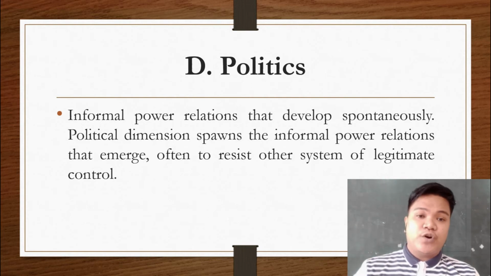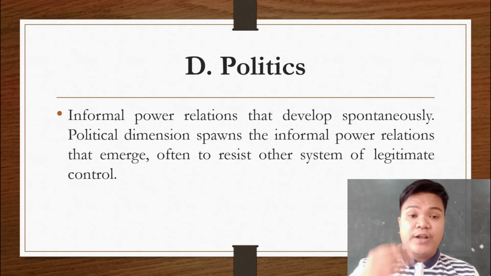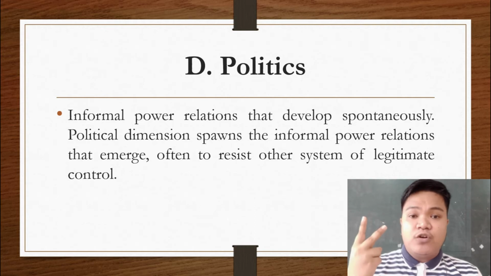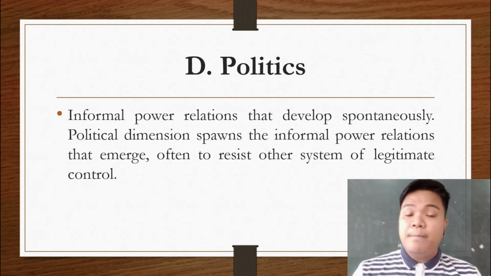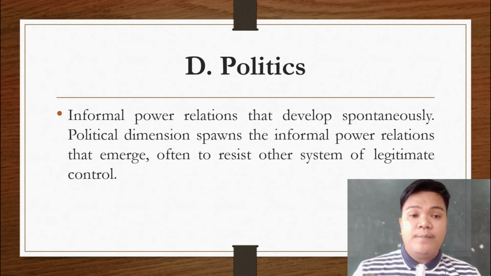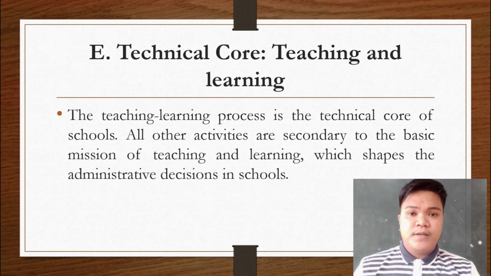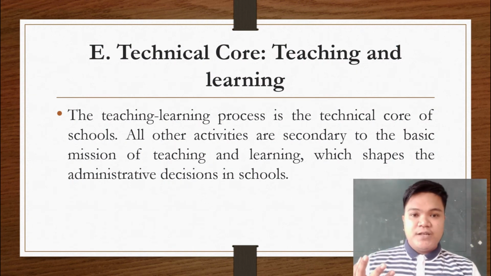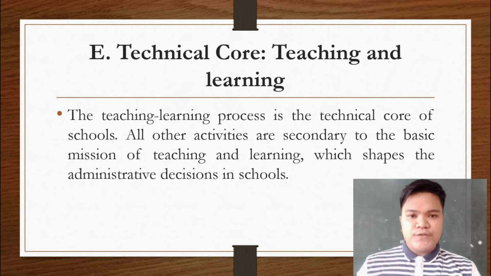There are three sources of power in an organization. Formal power originates from the structural system. The second, the cultural system, produces informal power. And the third, individuals have the power of expertise. The fifth is the technical core, teaching and learning. The teaching and learning process is the technical core of schools.